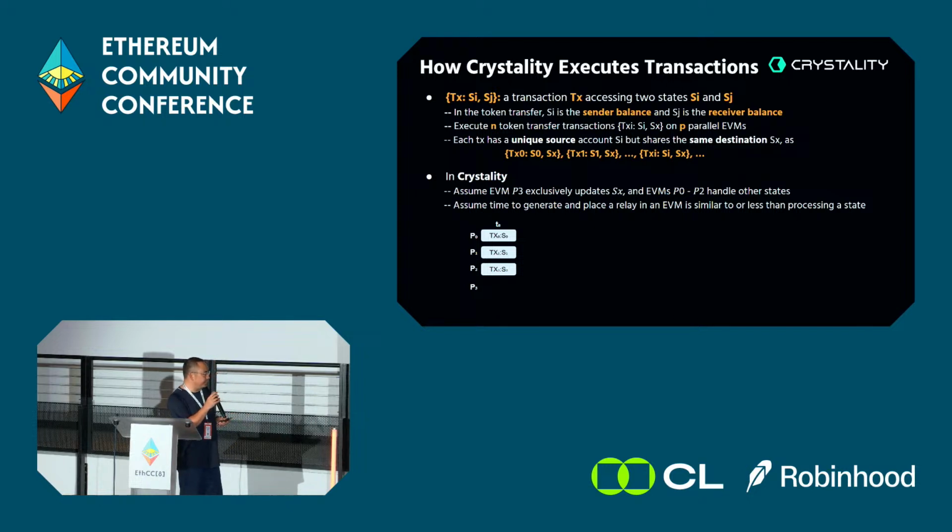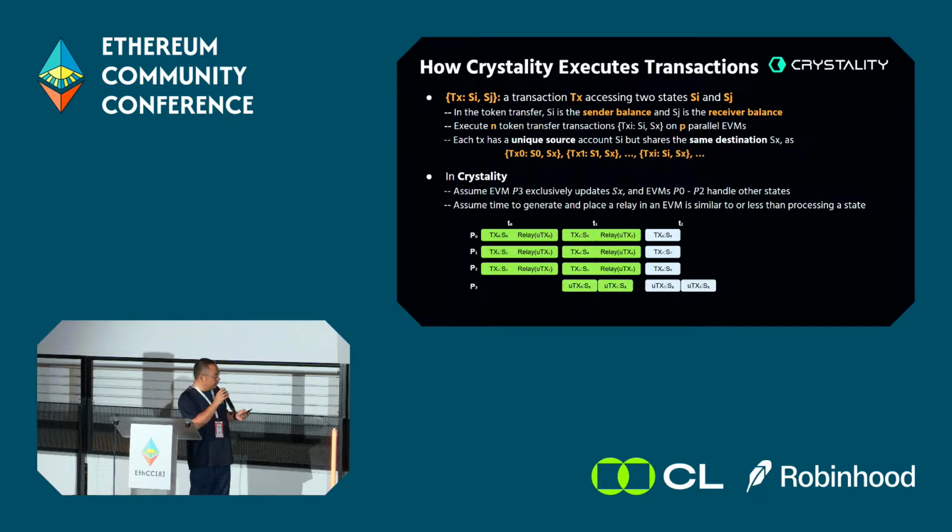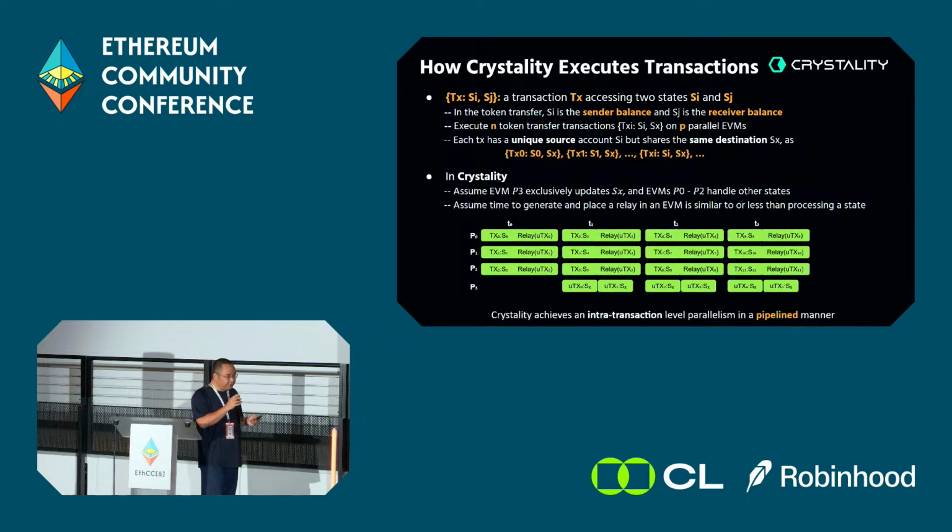At time T0, P0 to P2 execute 3 transactions, TX0 to TX2, and generate 3 relays. At T1, P0 to P2 execute 3 more transactions, TX3 to TX5. At the same time, P3 executes 2 relays. At T2, this pattern continues and goes on. In this way, Crystality achieves intra-transaction level parallelism in a pipelined manner.